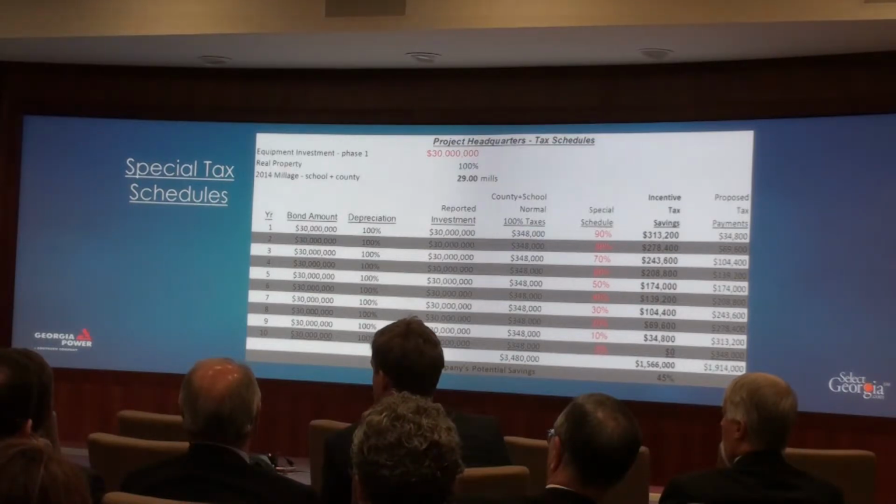If $40 million of it's real and only $10 million is equipment, that's going to be a more valuable project than if it's flipped: $10 million in real property, $40 million in equipment, which is built.